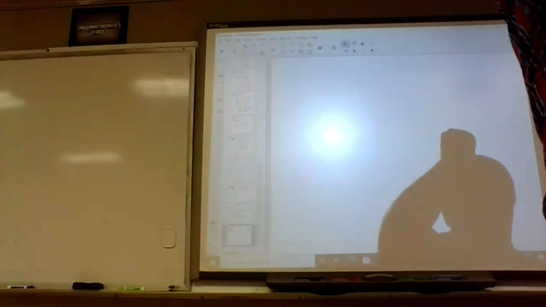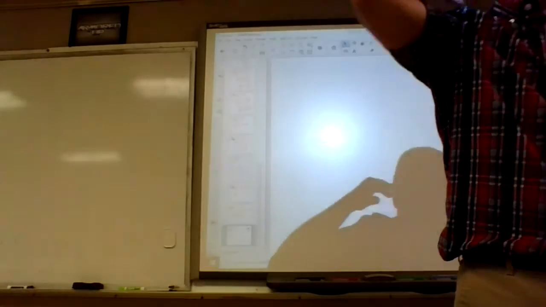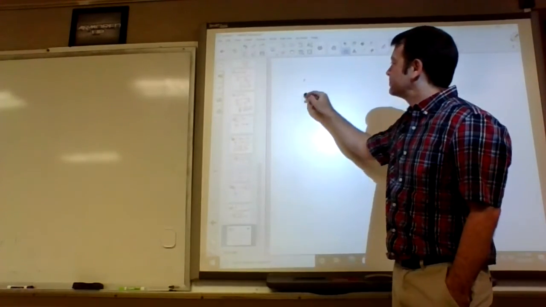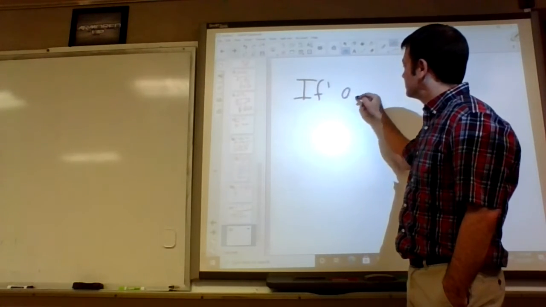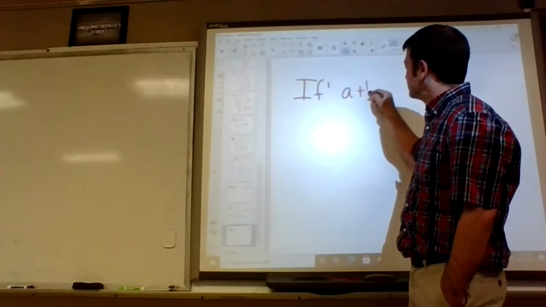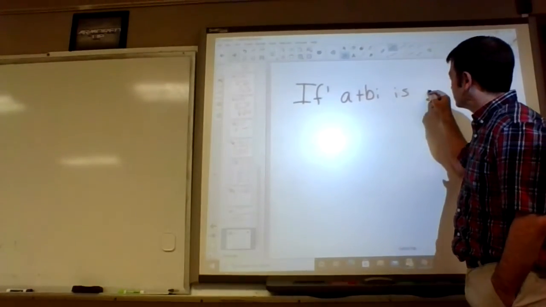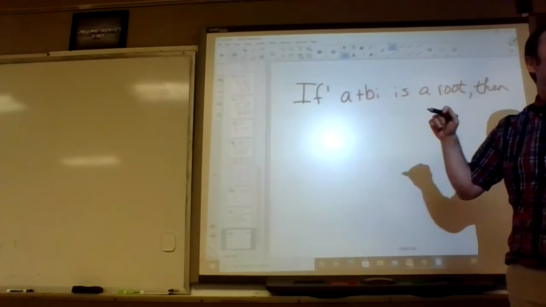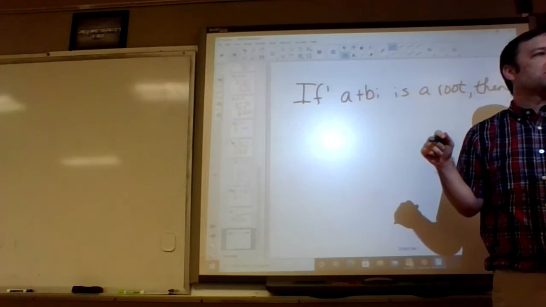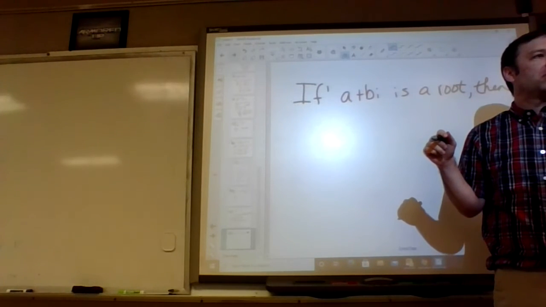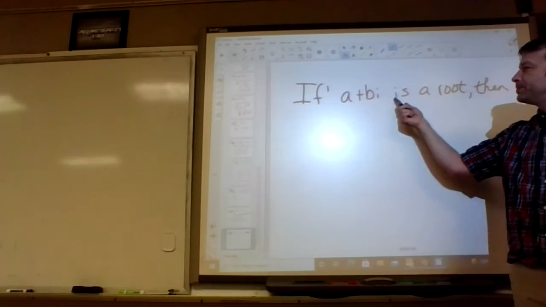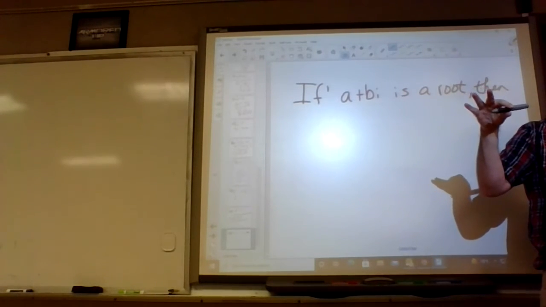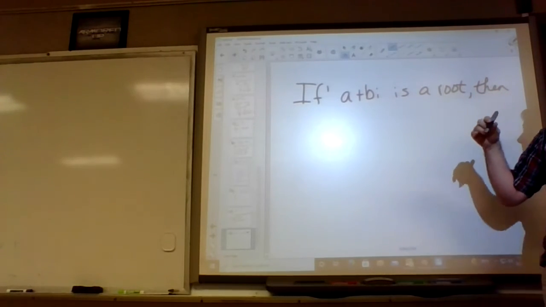Oh, I see. Since it's a cubic polynomial, that means it's an odd degree, which means it has to have at least one real root, and then a complex one has a plus and minus, right? Yeah, that's kind of where I was going. If a plus bi is a root for our problem, then what else is a root?